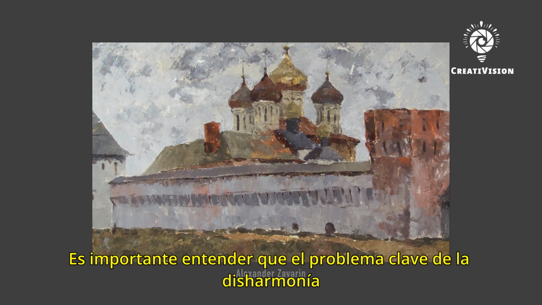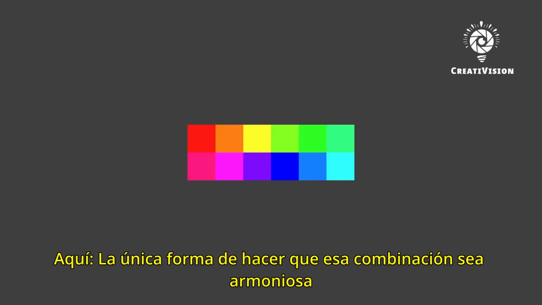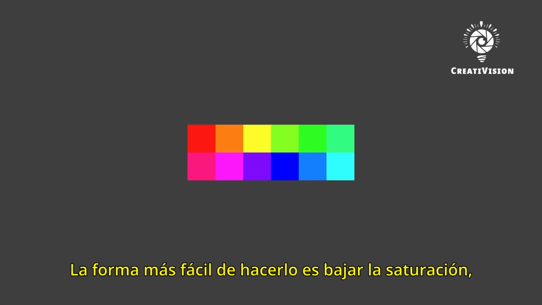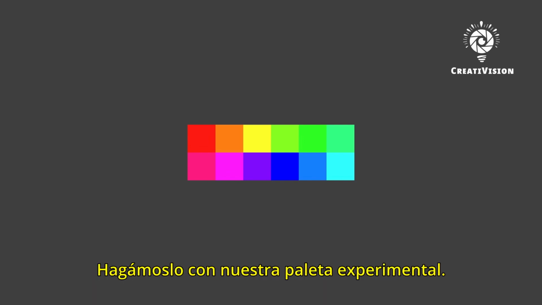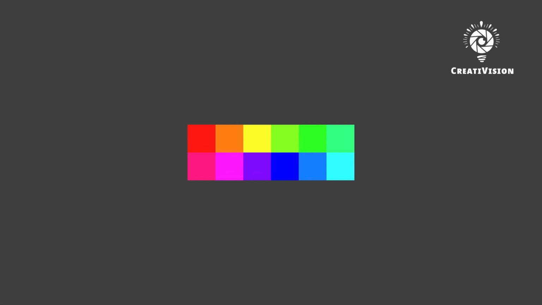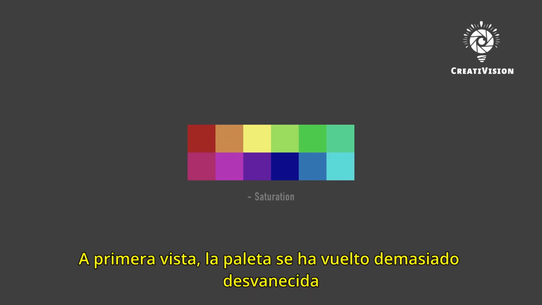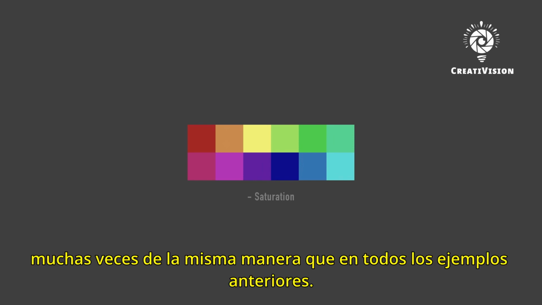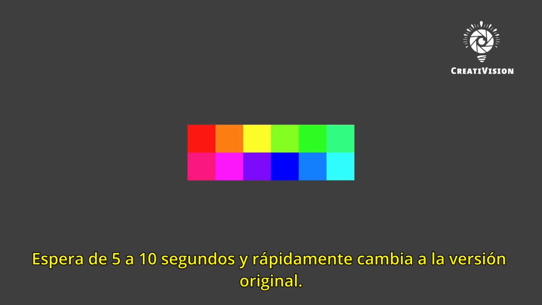It is important to understand that the key problem of the disharmony of a large number of saturated colours is the lack of coherence. Here, the only way to make their combination harmonious is to somehow bring the colours closer to each other. The easiest way to do so is to lower the saturation, as if you were adding grey paint to each colour. Let's do this for our experimental palette. In this case, I've reduced its saturation by about 30%. At first glance, the palette has become too faded and inexpressive, but we have done this experiment many times. In the same way as in all previous examples, wait 5 to 10 seconds and quickly switch to the original version.